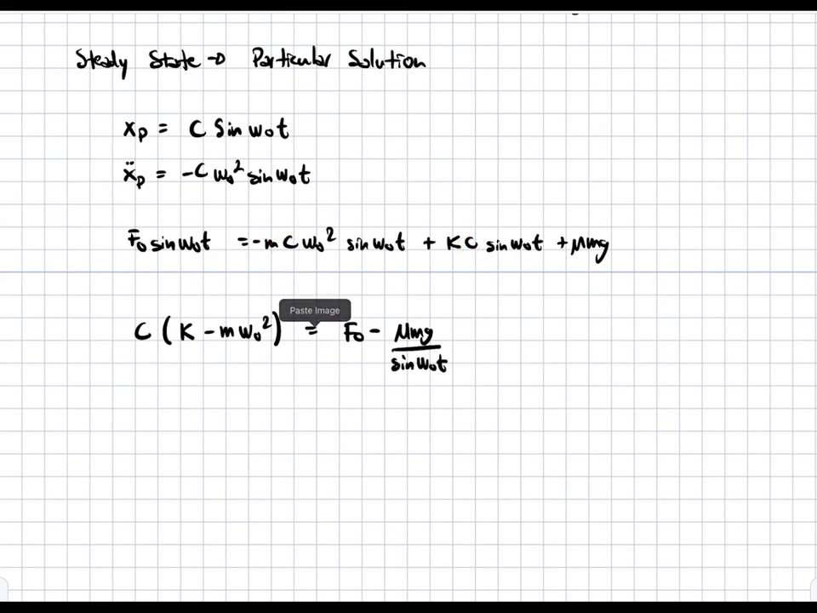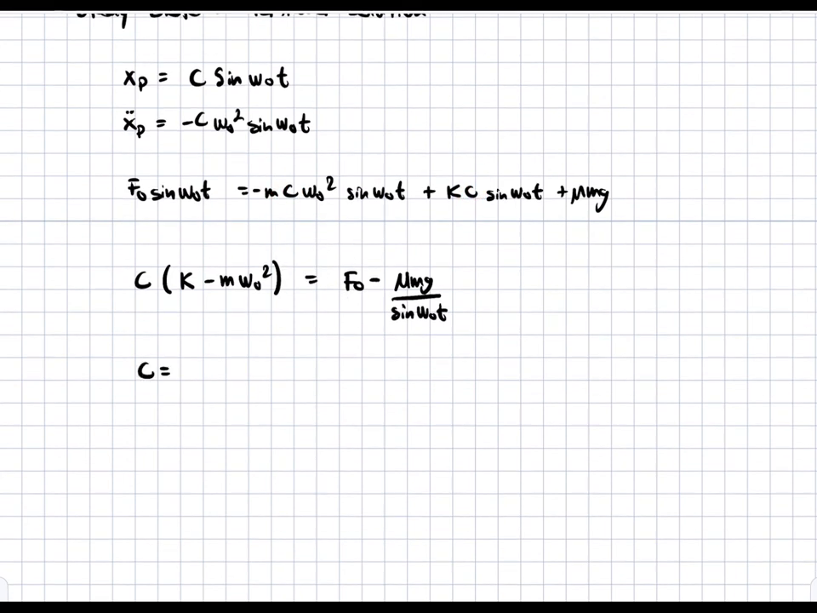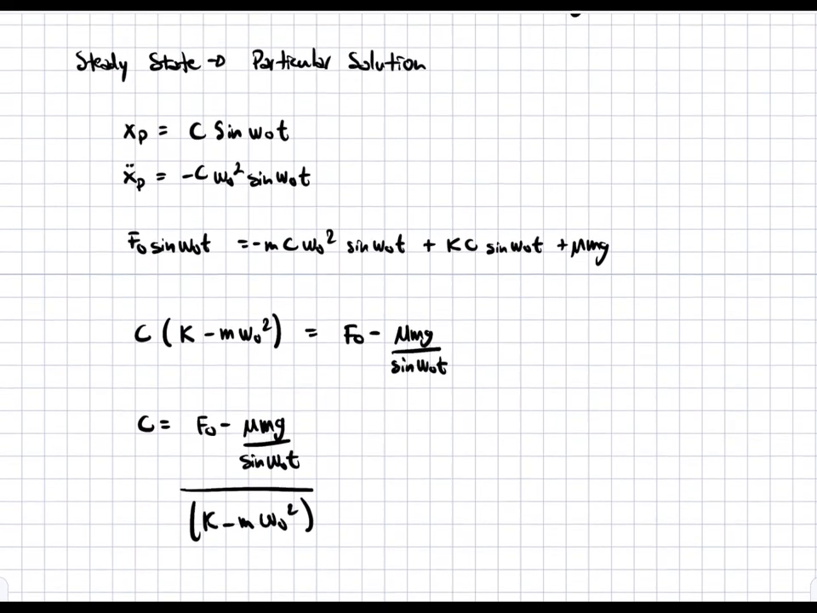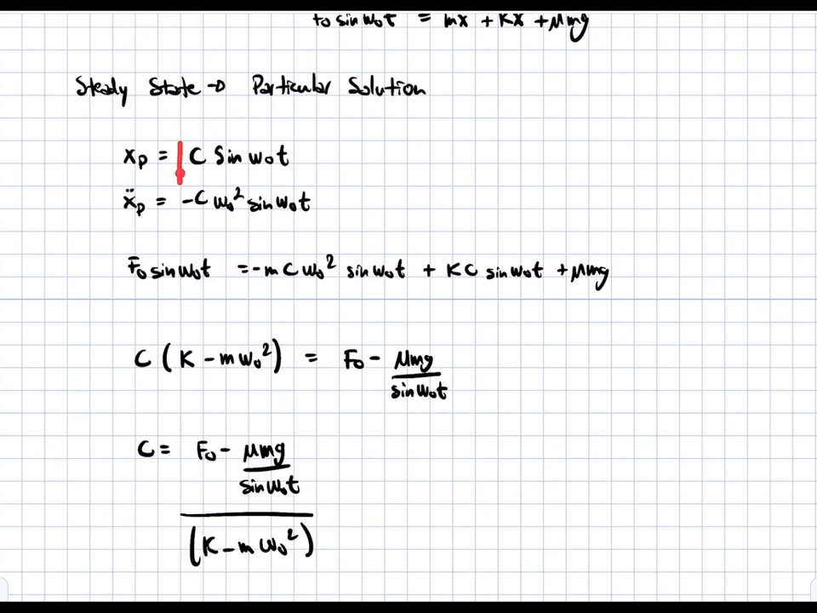Now solving for the constant c, we get that c is equal to F naught minus mu mg divided by sine omega naught t, and this is all divided by k minus m omega naught squared. And this is our constant c. So our amplitude is c, because this is the amplitude.